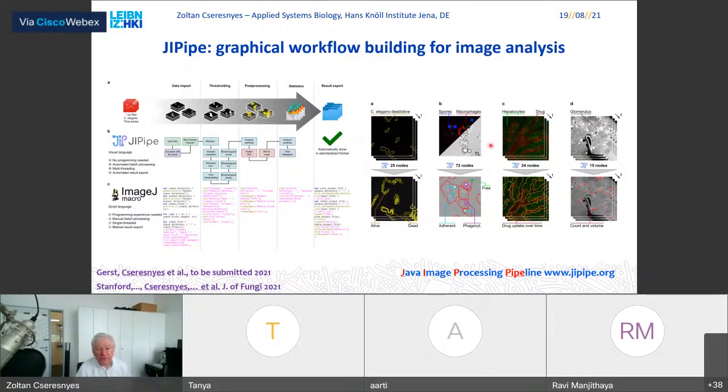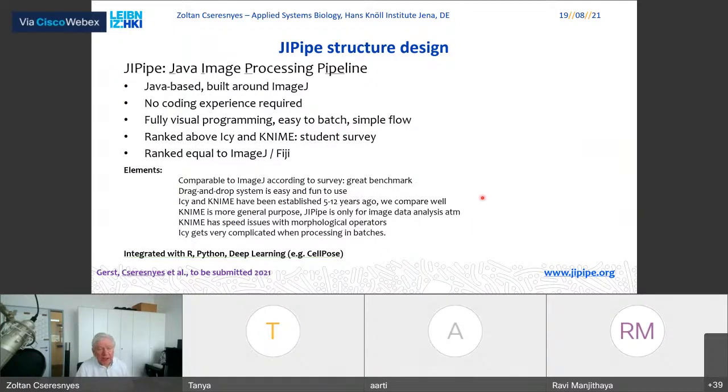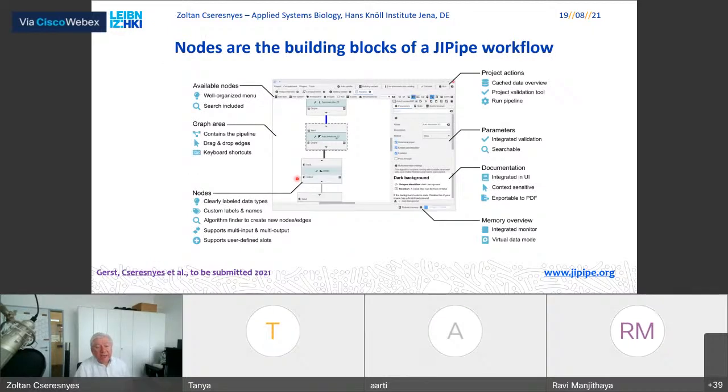What you will learn in the afternoon is how to use it for the analysis that I just showed you in the first part of the lecture, where we analyze macrophages and fungal spores. These are just some details about JPipe. We might mention some of this in the afternoon, but it compares very well with the existing tools. And Ruman in the afternoon will explain how these nodes are built up. So this is just a summary slide, how you can control the functionality of each node, the inputs and the outputs and the connectivity.